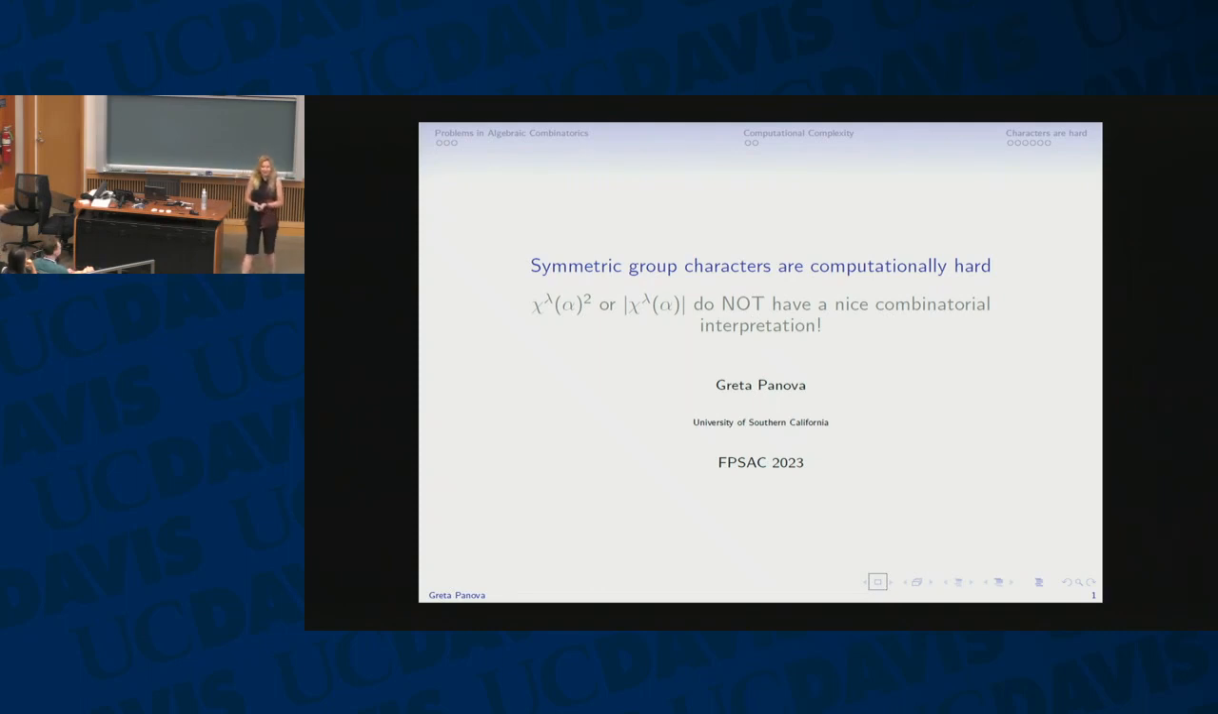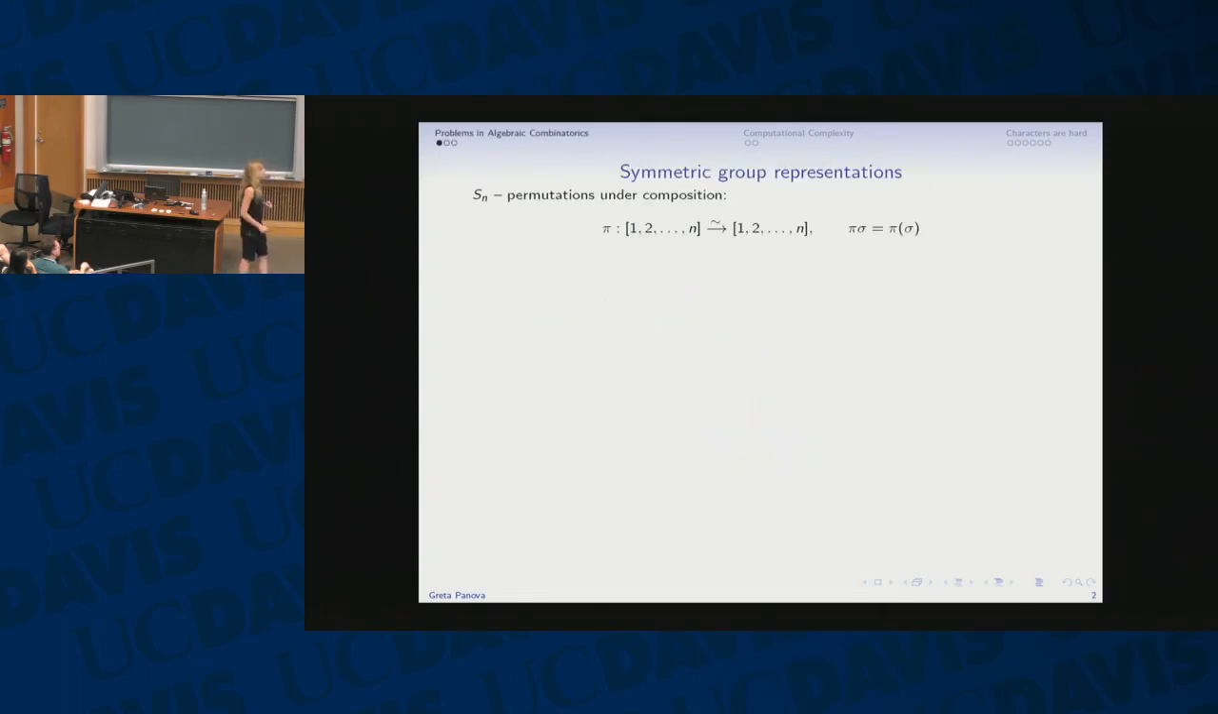Thank you very much for allowing me to speak here. It's been a while. So this talk is going to be about algebraic combinatorics, a very classical subject, through the prism of computational complexity, which probably you're not so familiar with, so I will explain, don't worry. But before we do that, let's make sure we are on the same page.